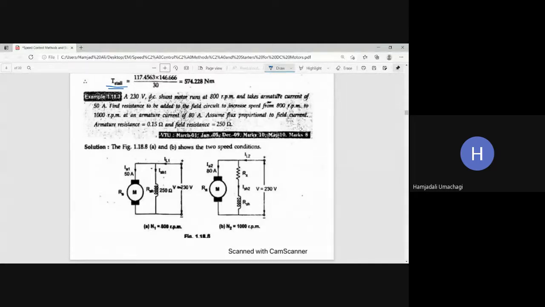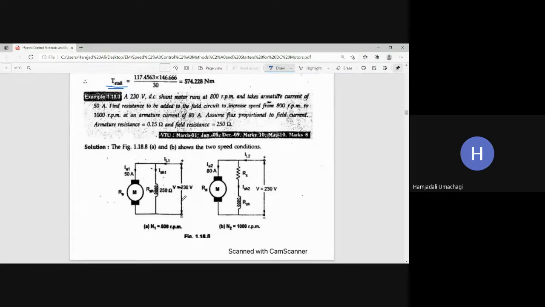Again, it is related to the DC shunt motor only. A 230 volt DC shunt motor runs at 800 RPM and takes an armature current of 50 ampere. Find the resistance to be added to the field circuit to increase speed from 800 RPM to 1000 RPM at an armature current of 80 ampere. Assume flux proportional to field current. Armature resistance is equal to 0.15 ohms and field resistance is equal to 250 ohms.